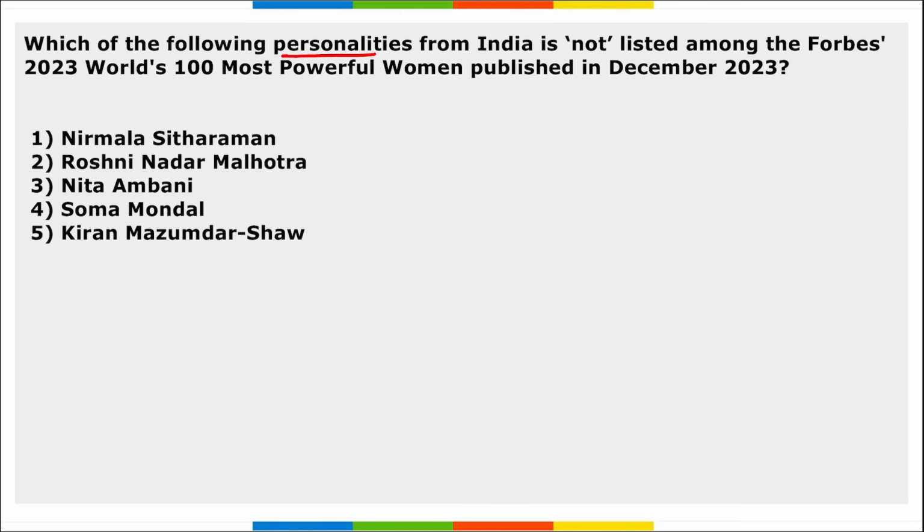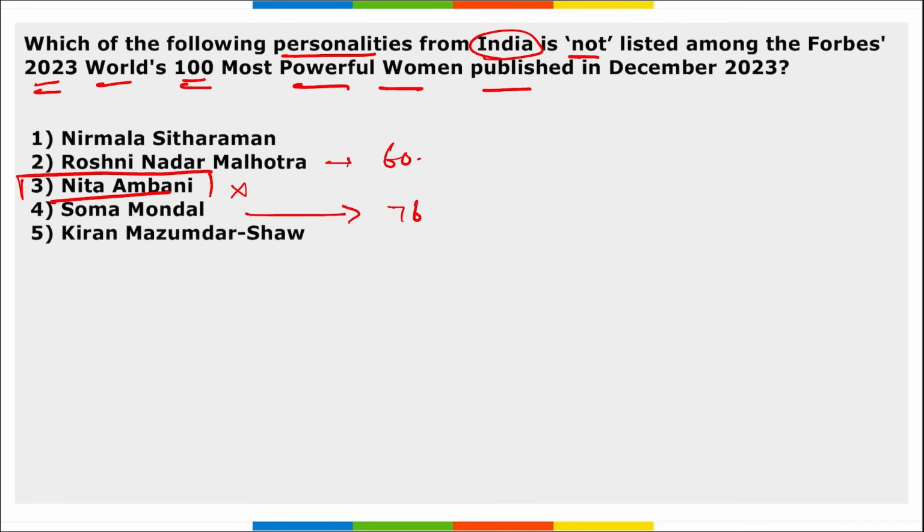Next, which of the following personalities from India is not listed among the Forbes 2023 World's 100 Most Powerful Women published in December 2023? Among this, Neeta Ambani is not listed in the world's 100 most powerful women published in December. Correct? Rest all are marked here. If we talk about Roshni Nadar Malhotra, she was ranked 16. Soma Mandal, she was ranked 70. Kiran Majumdar Shaw, she was ranked 76. Right?